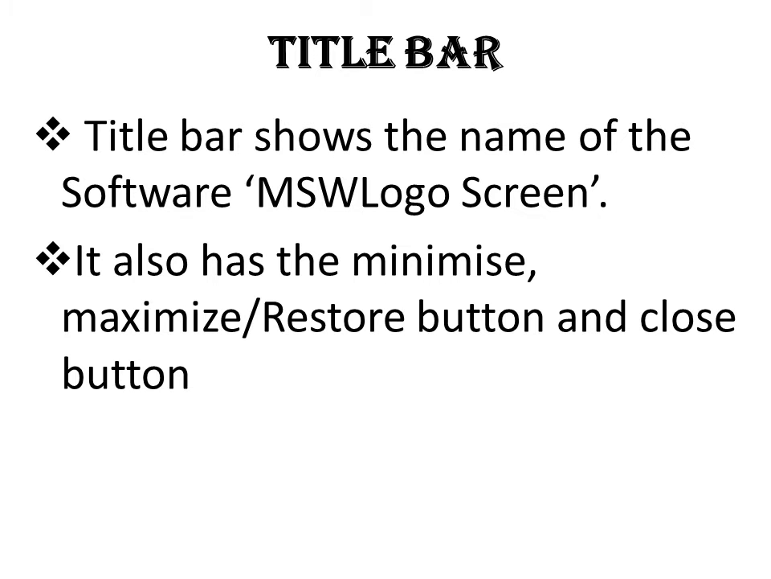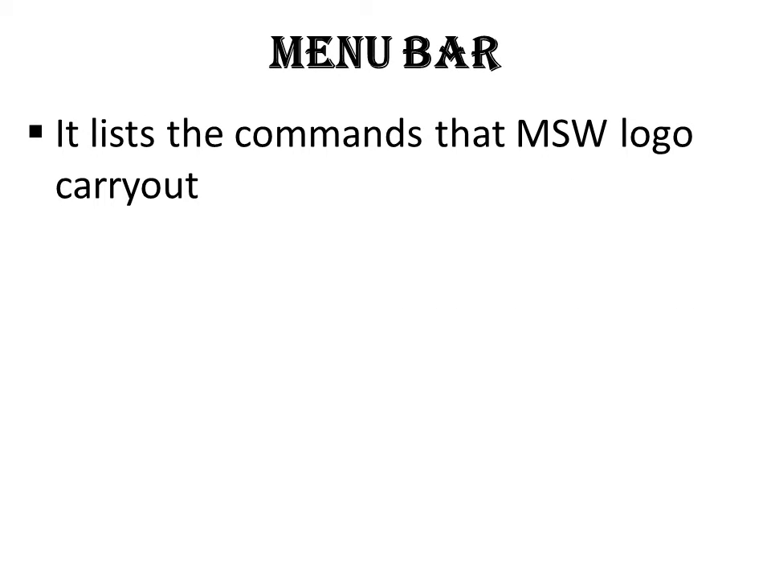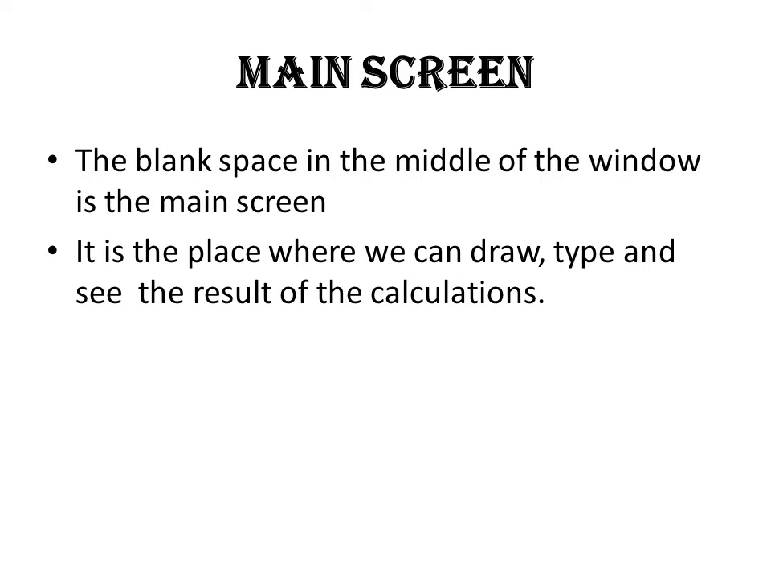First is the title bar. It shows the name of the software, MSW Logo, and it also has the minimize, maximize or restore button and close button. Next is the menu bar. It lists the commands that MSW Logo carries out. We saw file, bitmap, zoom, etc. That is the main menu bar. Next is the main screen. It is the blank space in the middle of the window. It is the place where we can draw, type and see the result of the calculation.